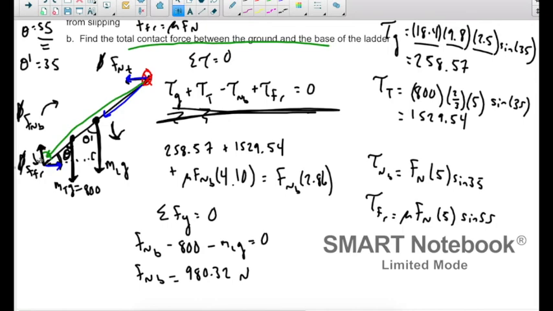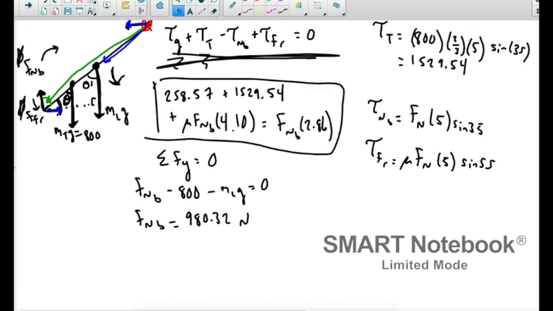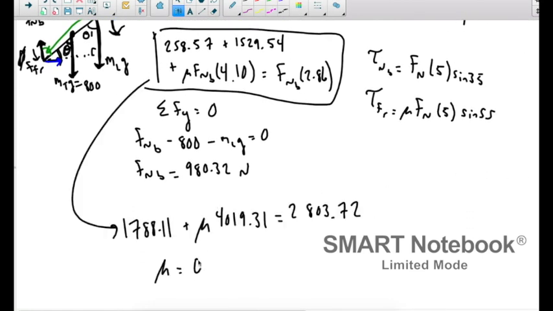So now I can come back up to my torque expression, plug that in, and actually solve for what the coefficient of friction must be. In other words, I have just solved for one of my two unknowns. I can plug it into this equation right here and solve for the coefficient, my other unknown. I'm going to let you guys do that. And your coefficient ends up being 0.025.